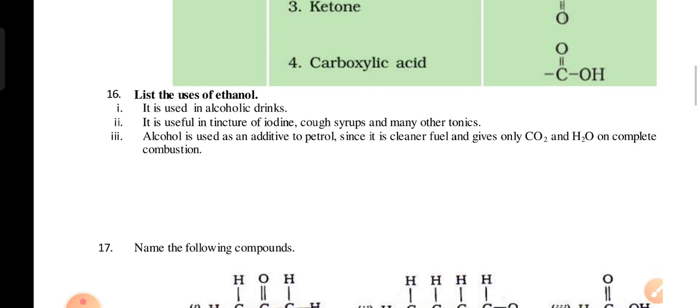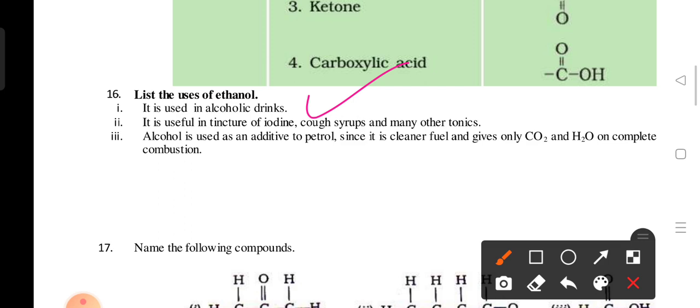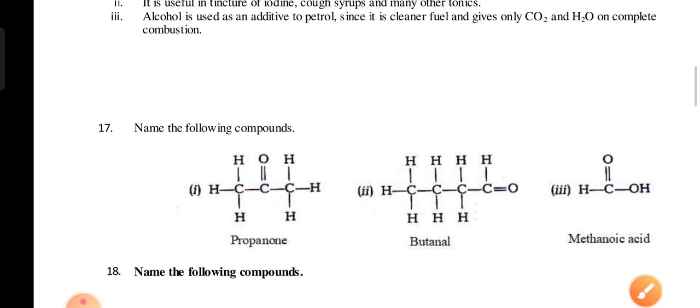Next, list the uses of ethanol. Ethanol is used in alcoholic drinks. It is useful in tincture of iodine, cough syrups, and tonics. Alcohol is used as an additive to petrol since it is a cleaner fuel and gives only carbon dioxide and water on complete combustion.